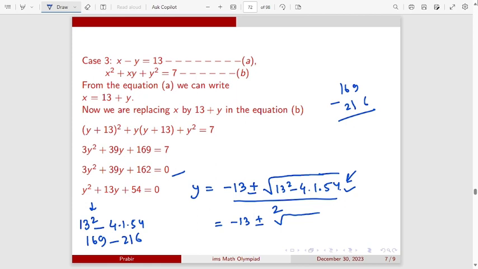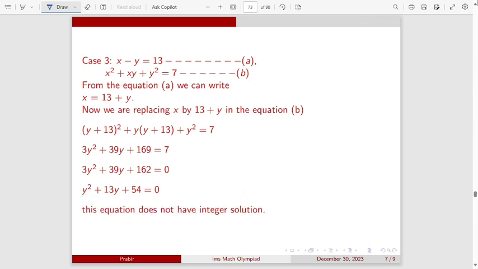So this is 169 minus 216, which is minus 47. Again it is less than 0. So from here we can conclude that this equation also does not have a real solution. So that means this equation does not have any integer solution. Okay, so let's go to the next step.